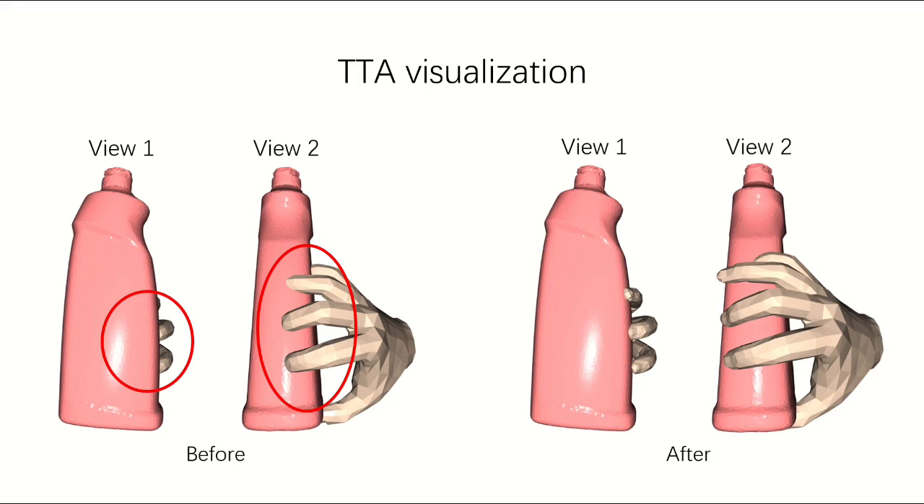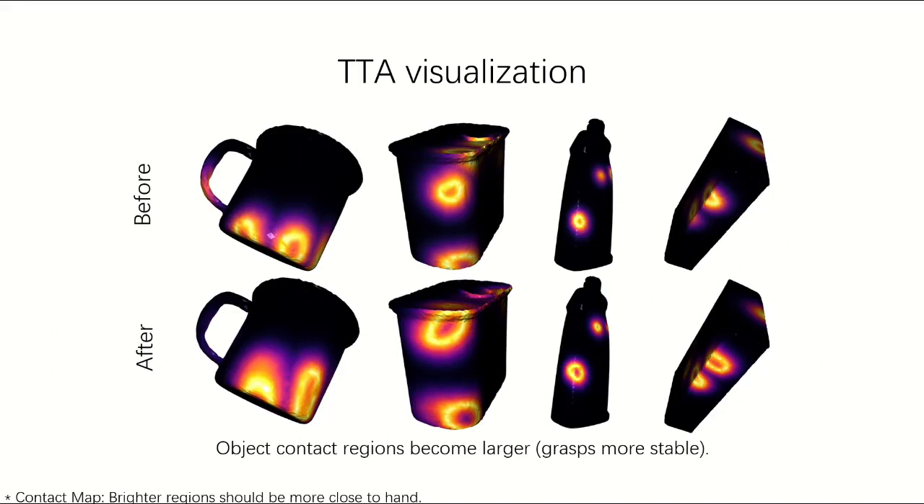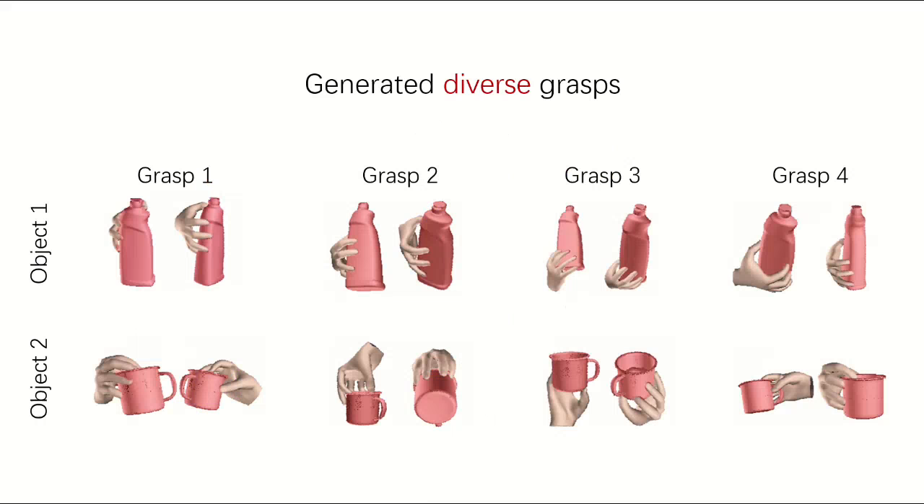Here is a comparison between the initial and final grasps before and after the TTA. Also, from the view of objects, the contact regions become larger after TTA, which implies the grasps can be more stable. For each canonical object, by changing the object pose and sampling multiple random latent codes, we can generate diverse grasps.